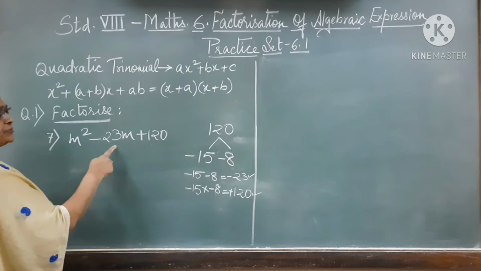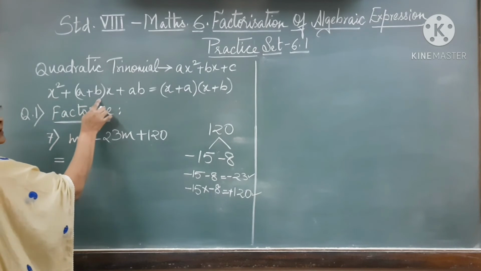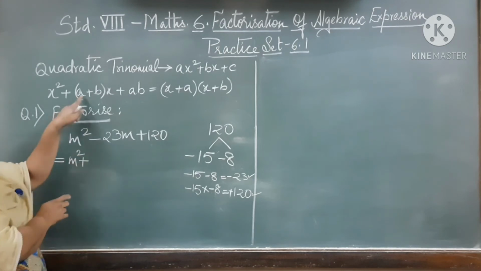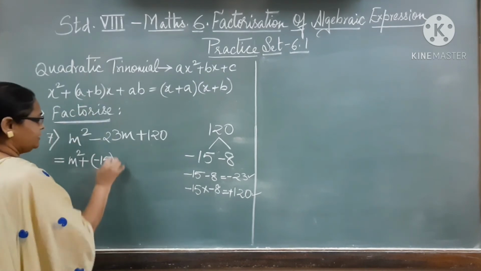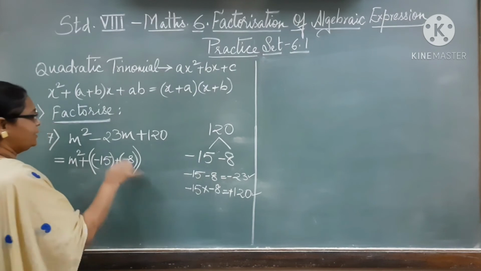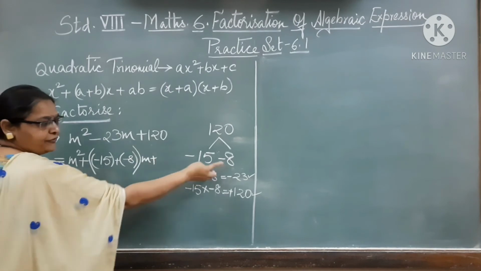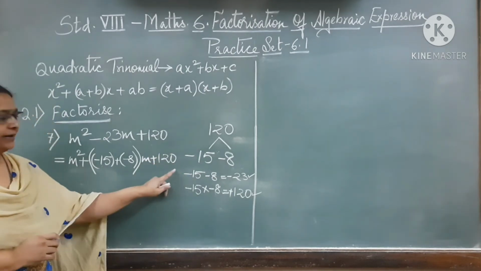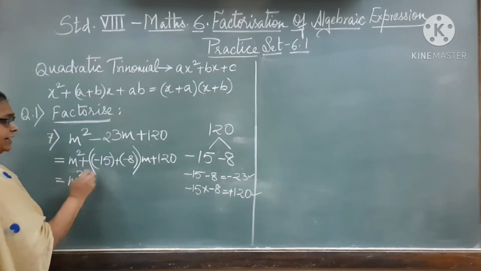Let us factorize m square minus 23m plus 120 is equal to, in the form x square plus (a plus b) into x plus a into b. So here let me write m square plus a is minus 15, so minus 15 plus minus 8. I have taken minus 8 as b, into m, plus 120 as it is, because I know 15 into 8 is a into b and that is 120. I need not write anything in brackets. I know it is plus 120. I directly write it. That is equal to m square. Let me remove these brackets now.